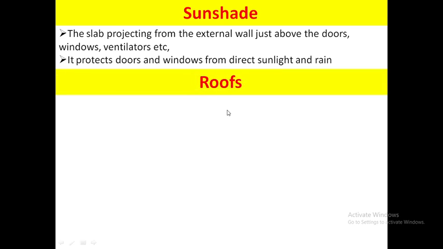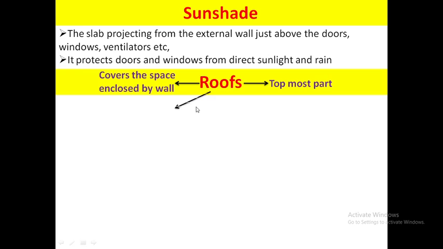Roofs. The topmost part of a building which covers the space enclosed by walls is called the roof. The slab and roof enclose the space and offer the structure below protection from rain, heat, snow, wind, sound and fire. There are two basic types of roof constructions, flat roof and pitched or sloping roof.